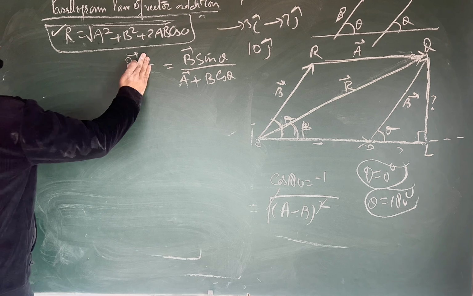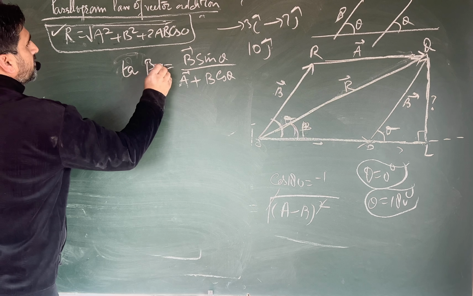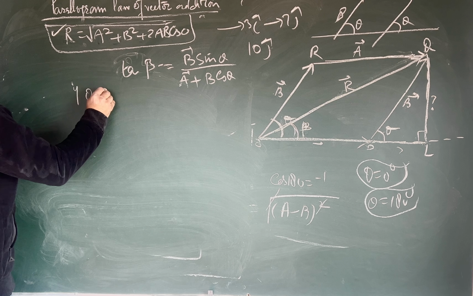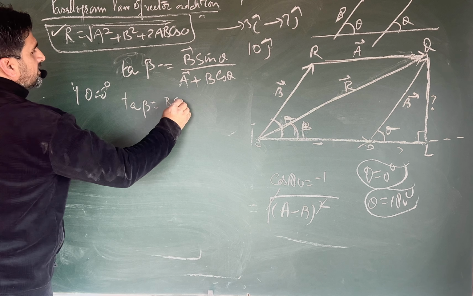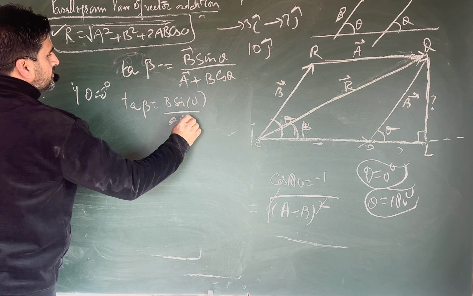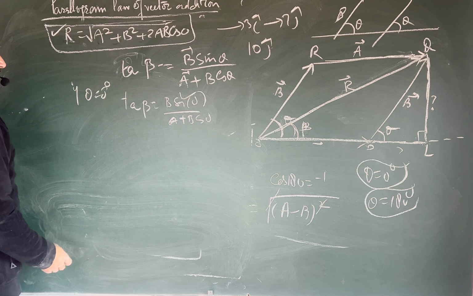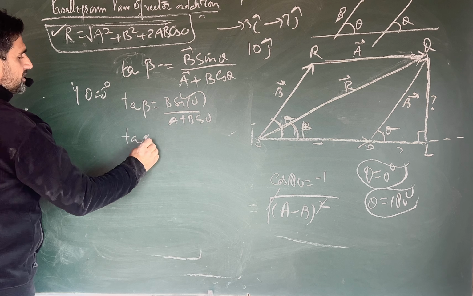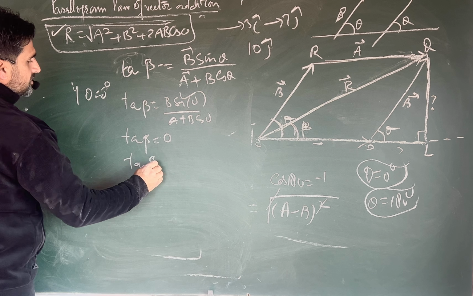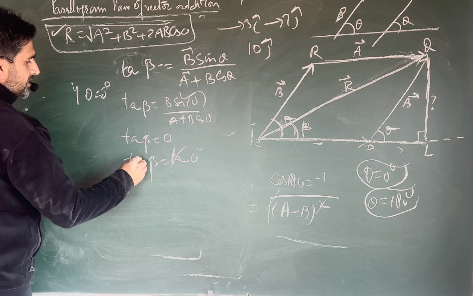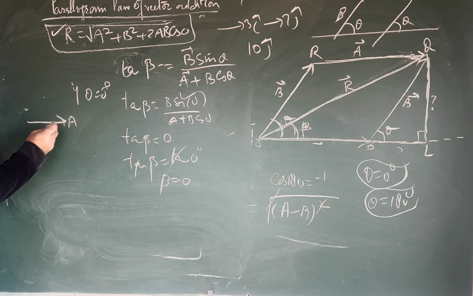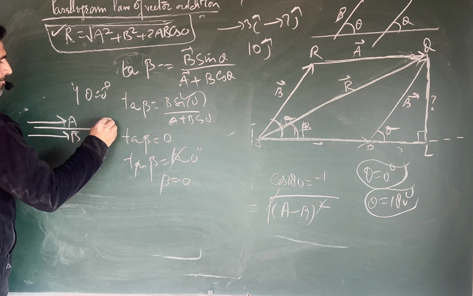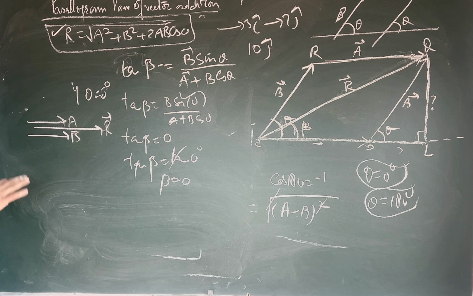For theta, tan beta is equal to b sine theta divided by a plus b cos theta. So if theta was 0 degree, your tan beta is equal to b sine of 0 divided by a plus b cos 0. The upper one will be 0, sin 0 is 0, this whole becomes 0. So tan beta is equal to tan 0 degree. Cancel, so beta is equal to 0. This indicates if vector A is along this direction, theta is 0, so vector B is along the same direction, so R will be also along the same direction. So the resultant will also be in this direction, along the direction of both the vectors.